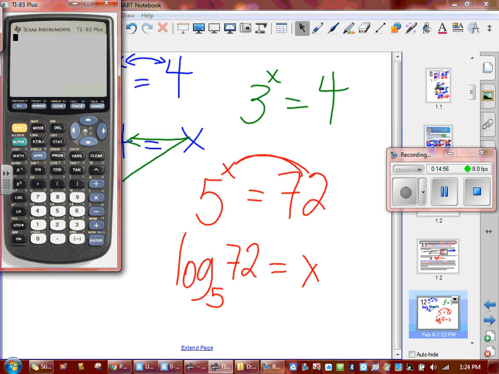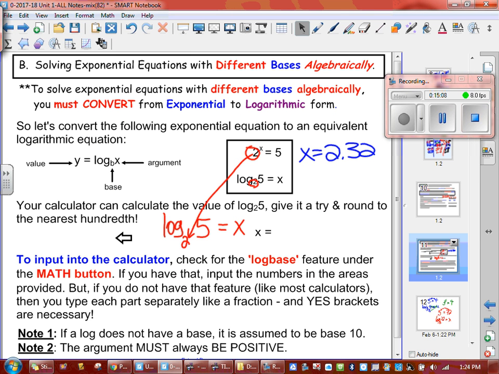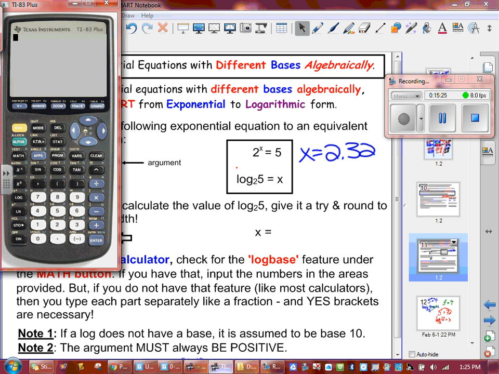Going back to where we were, when we solved this 2 exponent x equals 5, we had 2.32 as an answer, right? We're going to now put the log in our calculator. Everybody in the main screen of their calculator, if you've got log base, hit log base, and it's going to ask for the base number. You put the 2. You hit the right arrow to get to the next box, and then you put the 5 in, and then hit enter.